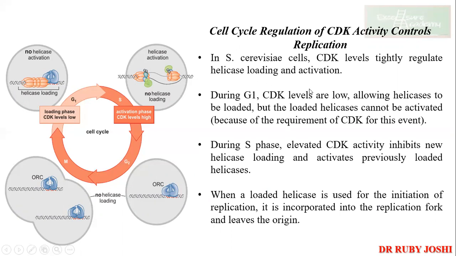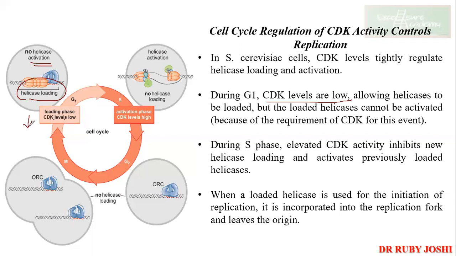In the mammalian cells, much of the research is still pending. So whatever information we have about the eukaryotic replication is all because of the yeast. So in the case of Saccharomyces cerevisiae, CDK levels tightly regulate the helicase loading and activation. During G1 phase, the CDK levels are low, you can see it over here. So no helicase activation, only helicase loading is happening in the G1 phase.